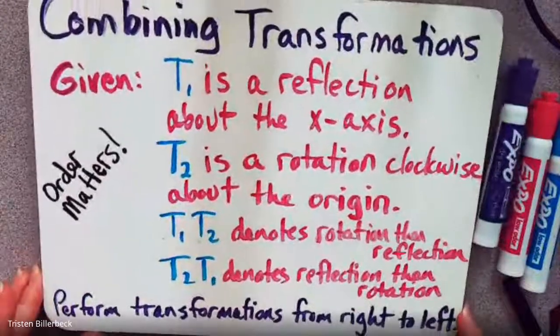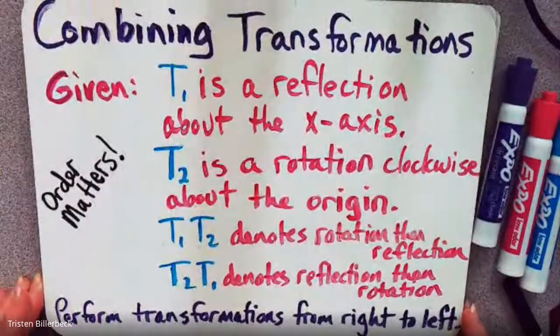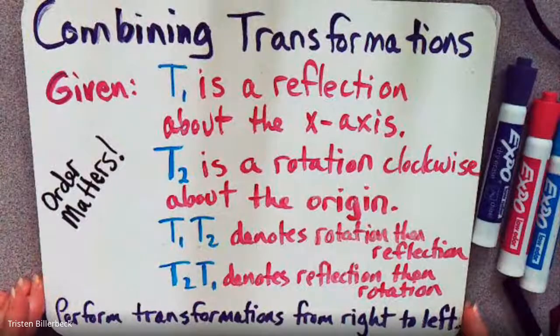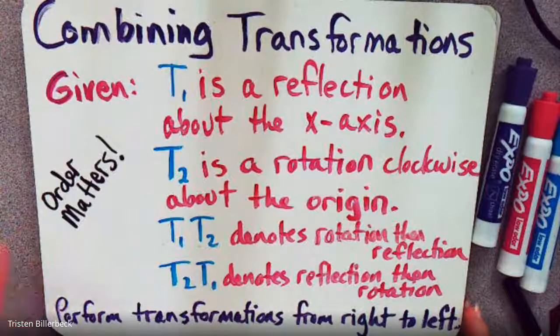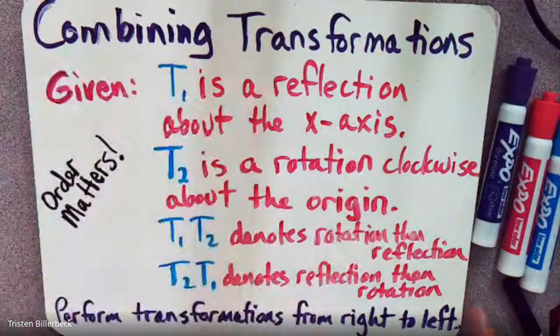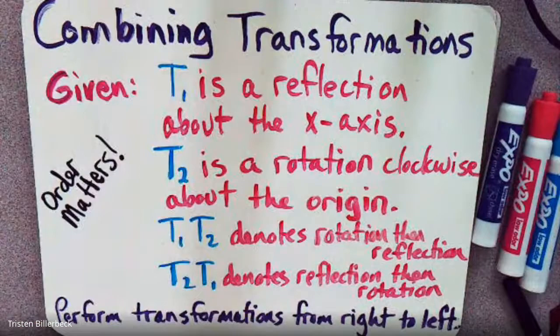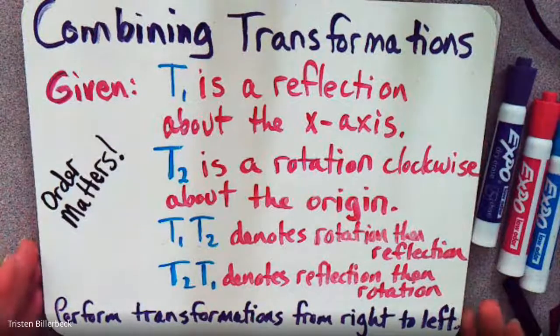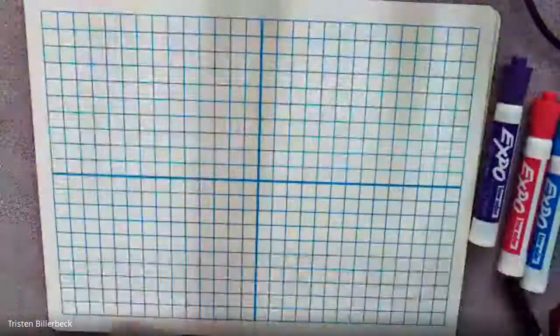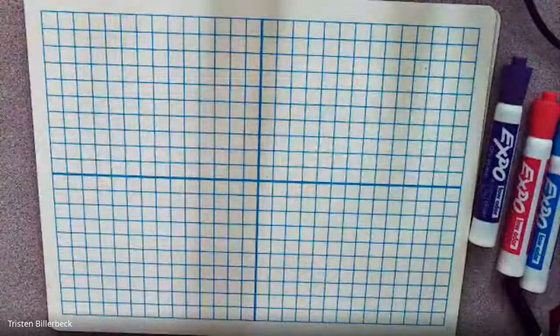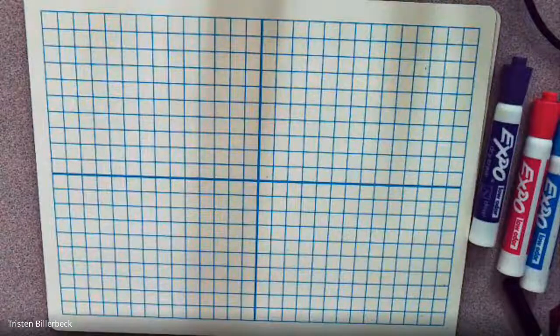So our last few things, we're going to combine transformations. So if we have transformation T1 is a reflection about the x-axis. Oh, we just did this. Somehow, sorry, I got these out of order. Good thing I noticed. It's a long video. There we go. Okay, last one.